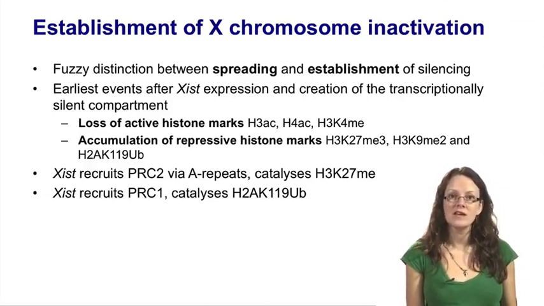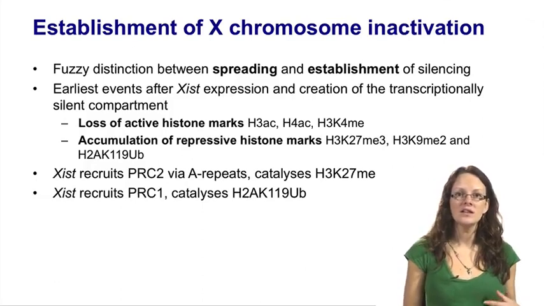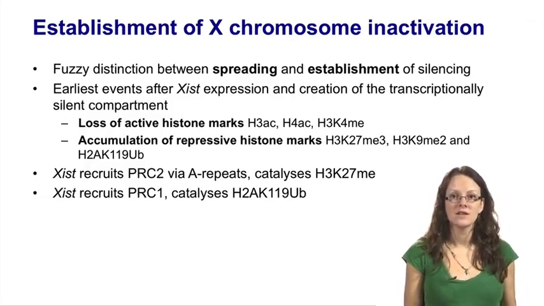One of the very earliest things to happen is that you find a loss of active histone marks. So you lose those histone acetylation marks, histone H3 and histone H4 acetylation, and methylation of histone H3 at lysine 4. So these three examples of active histone marks are removed from that X chromosome that is now silent, or is becoming silent. You secondly get an accumulation of repressive histone marks. So the three that are a hallmark of the inactive X chromosome are histone H3 lysine 27 methylation, histone H3 lysine 9 methylation, and histone H2A lysine 119 ubiquitination.